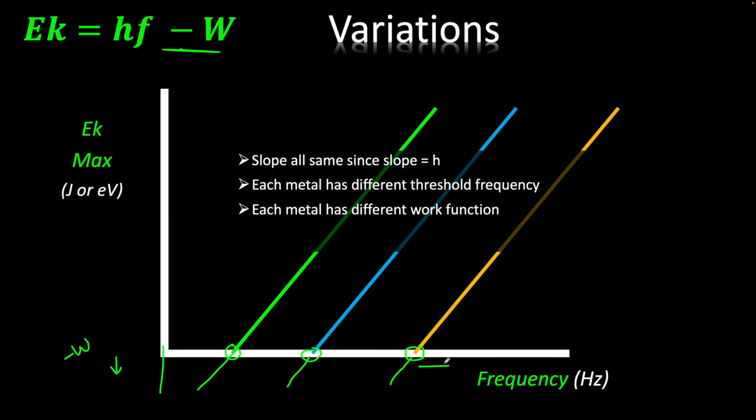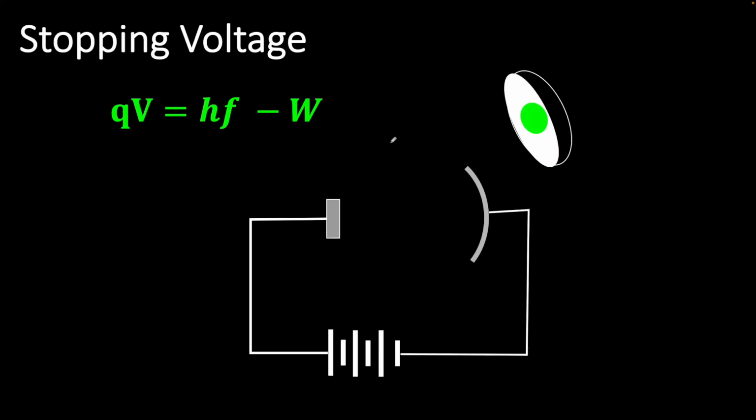So as we get a higher threshold frequency, we also get a larger work function. And that's the last part, just to come up here: increase threshold frequency and increase the work function. Okay, so next we're going to look at how this graph could represent stopping voltage.